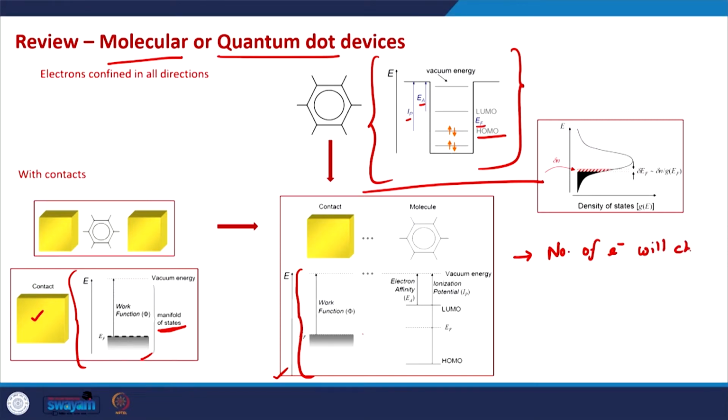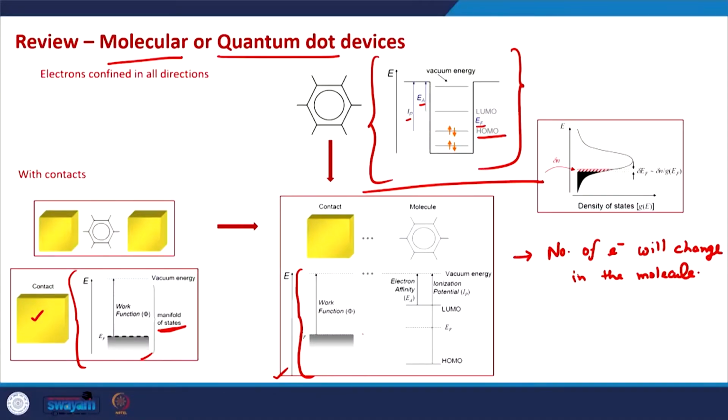will change in the molecule. The number of electrons will also change in the contact, but since the contact is a bulk contact with a lot of electrons, a small change in the number of electrons does not actually have any consequence. But the molecular system or the quantum dot system is a small system, and there are only a few electrons in this system, and if there is a change in the number of electrons in this system, it will essentially fill or empty the electronic states in this system.